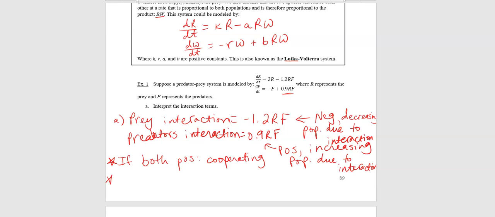The opposite would be true as well. If both were negative, that would be a competing system. I think in that case they're competing because of resources or the environment, and both populations would be declining.